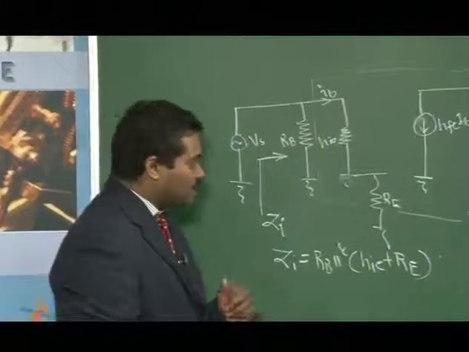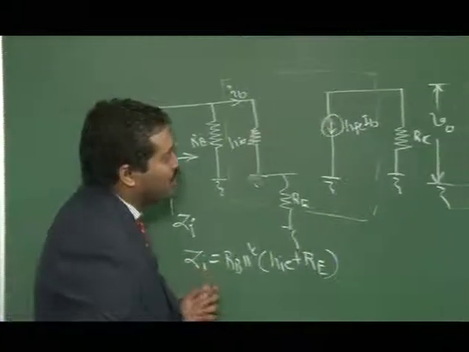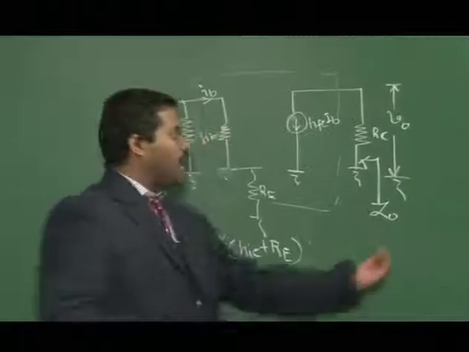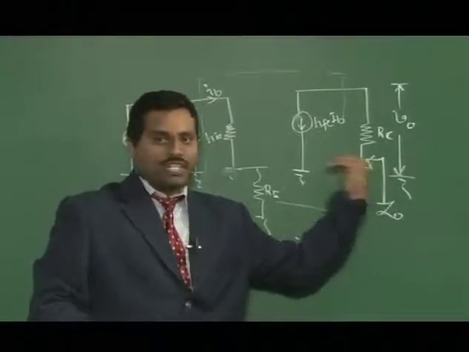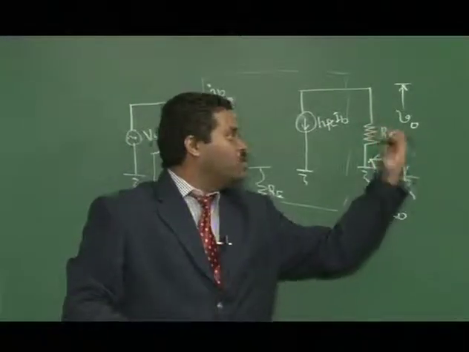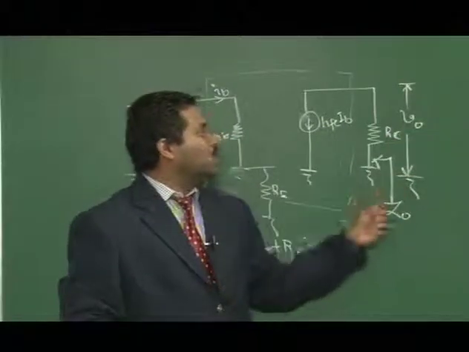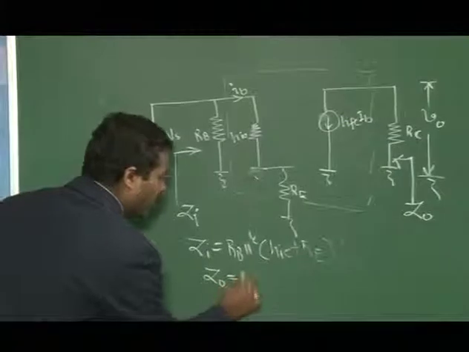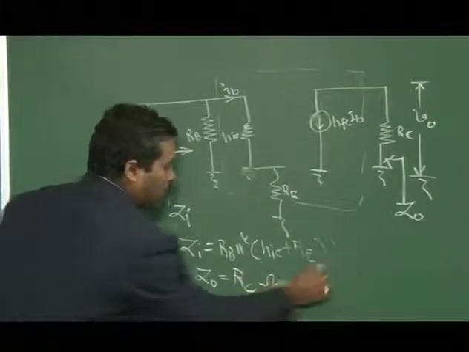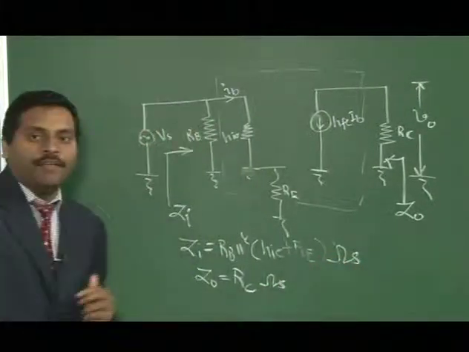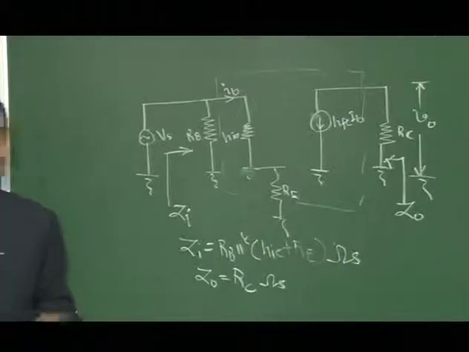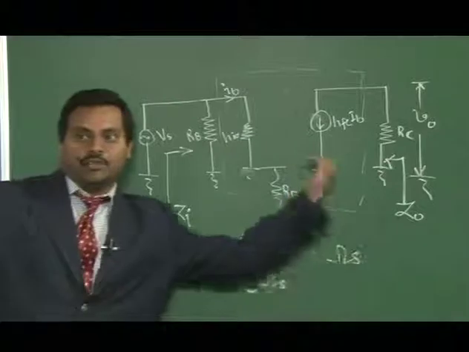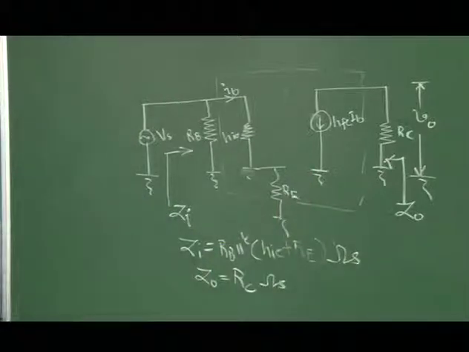Whereas what is output impedance? Output impedance is the impedance as seen from the load side, excluding load. So I can see only RC there. So Z0 will be equal to RC ohms. So this is how you can calculate input impedance as seen from the input side and output impedance as taken from the output side.